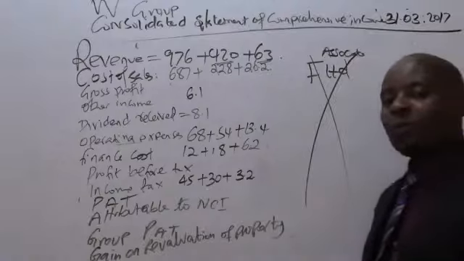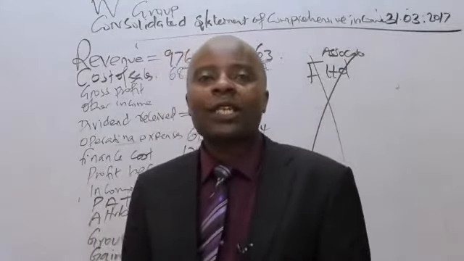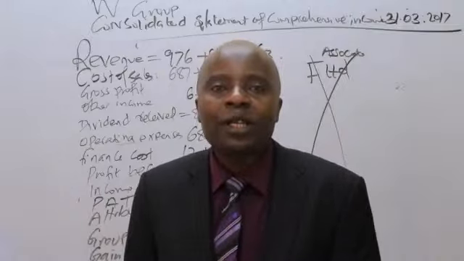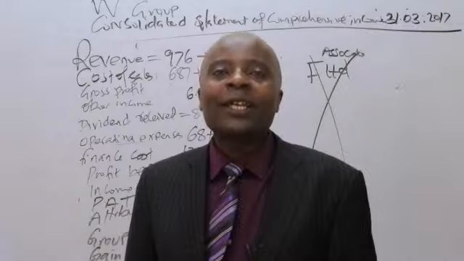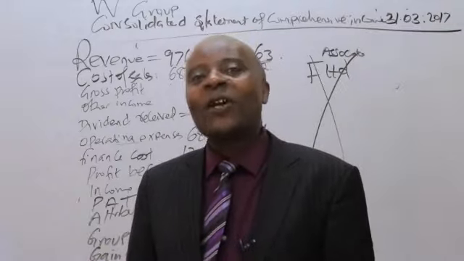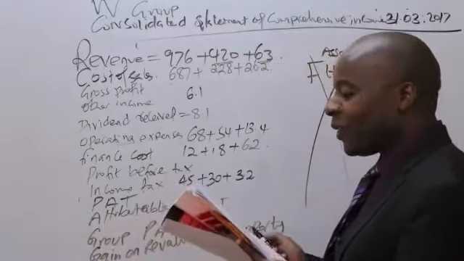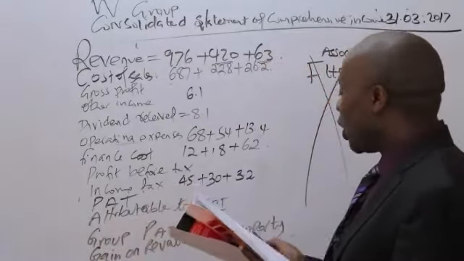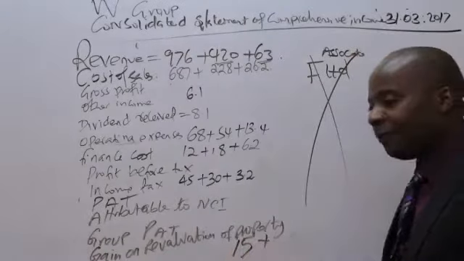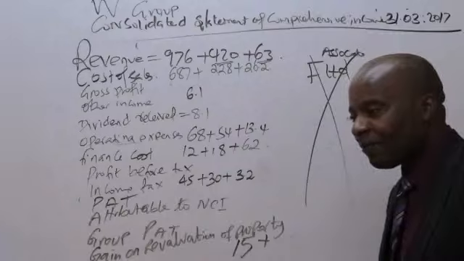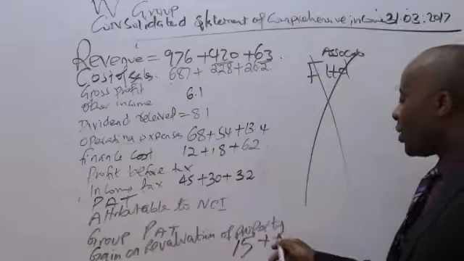The person who taught me this told me one simple thing, that anything that falls under other comprehensive incomes is normally a free mark. What are you supposed to do? For this gain on revaluation, you'll take the figure of the parent, which is 15, and then we have the subsidiary. The first subsidiary here is S, which is 12.